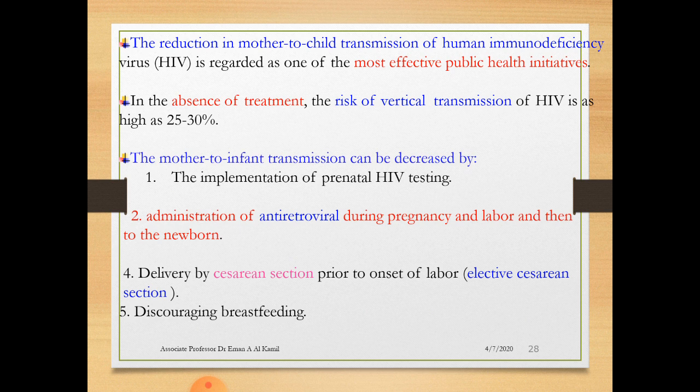The second way to decrease the transmission of the infection from the mother to the baby is by the administration of antiretrovirals during pregnancy and labor and then to the newborn. Also, delivery by elective cesarean section, so we deliver the mother by cesarean section before she goes into labor, and discouraging breastfeeding. So the mother, if she has AIDS, should not breastfeed her baby.